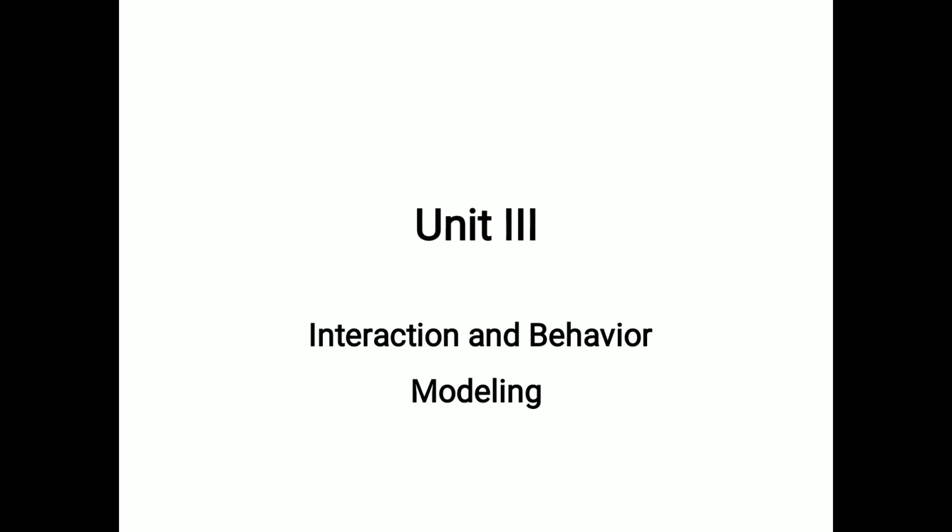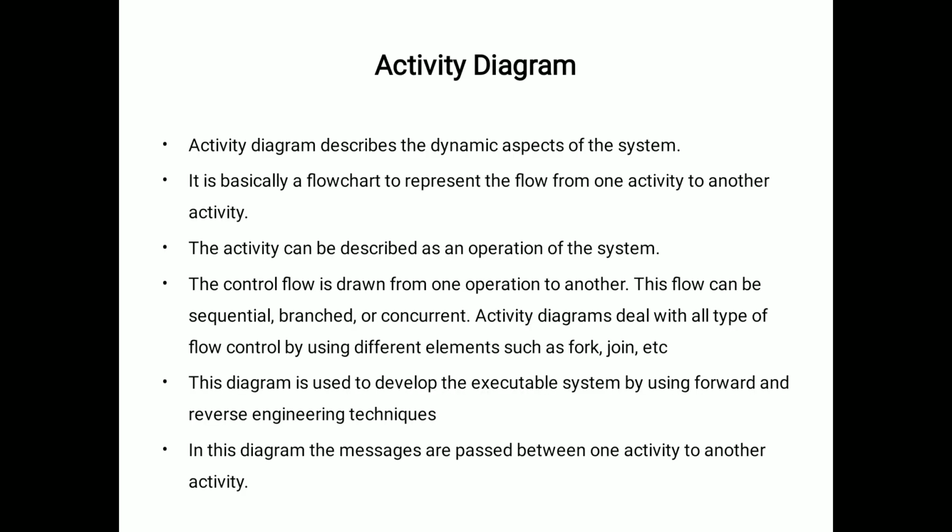Today we will learn Software Designing and Model Unit number 3, Interaction and Behavioral Modeling. In it, the very first diagram is the activity diagram. Activity diagram describes the dynamic aspect of the system.